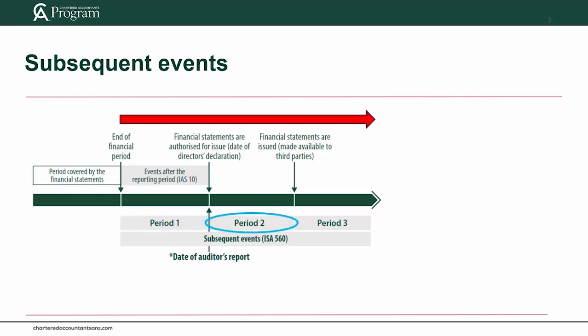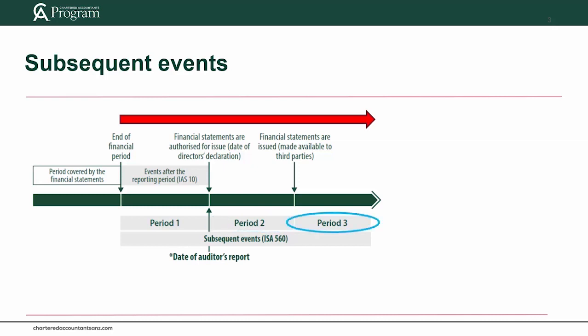Time period 2. By now, the auditor's report has been issued and financial statements have been authorized for issue. Here, the auditor has no obligation to perform further audit procedures, and it is now management's responsibility to identify any subsequent events and inform the auditor.